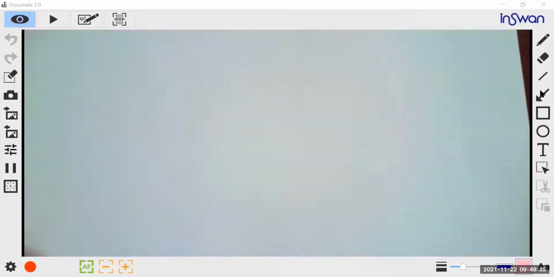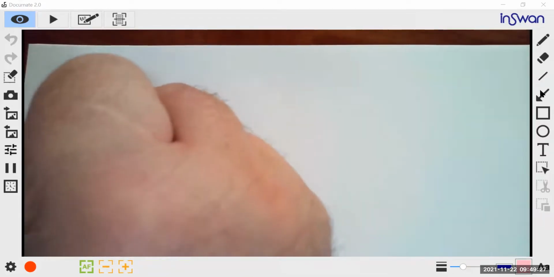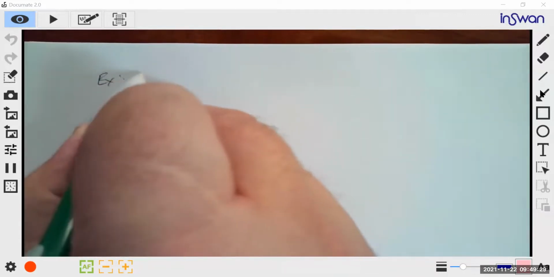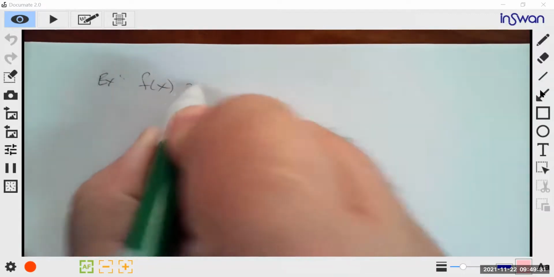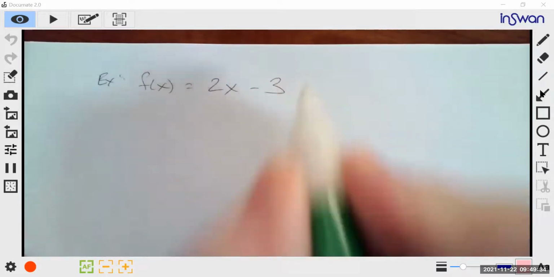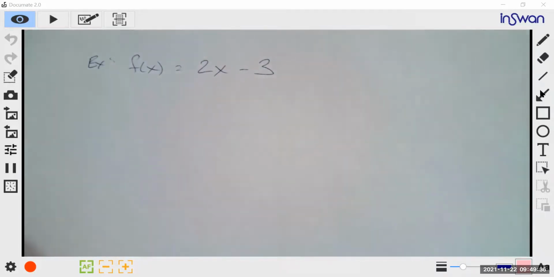All right, so let's look at an example. Example, f of x equals 2x minus 3. Find the inverse.